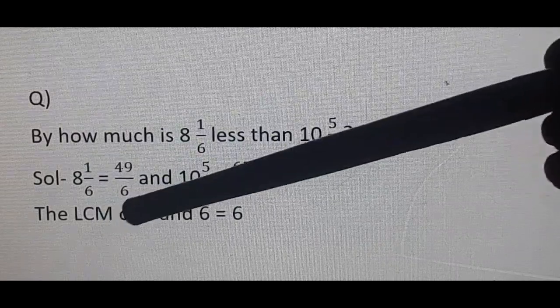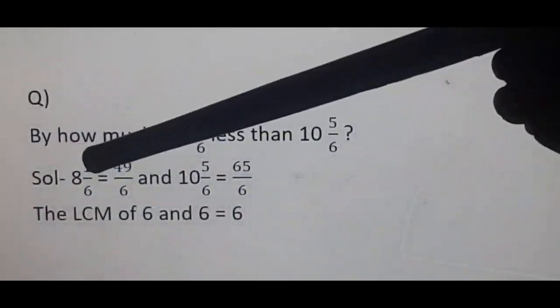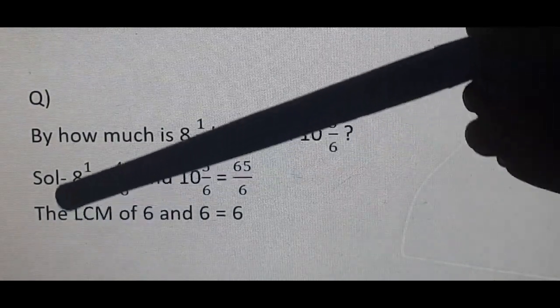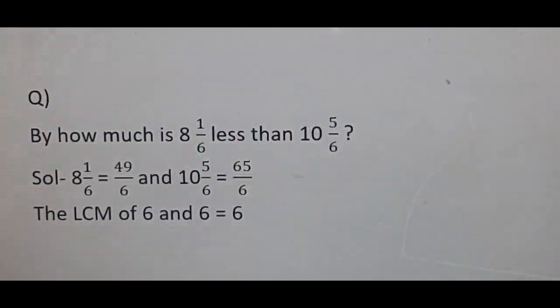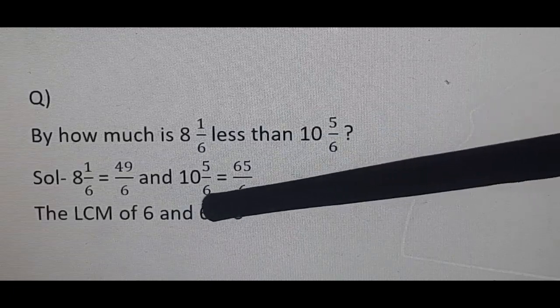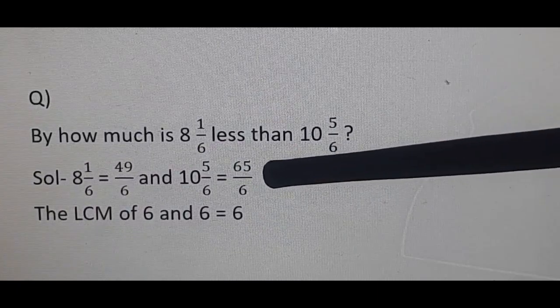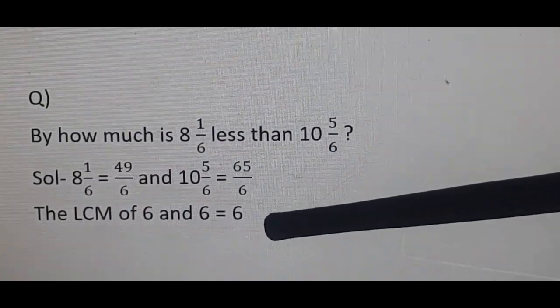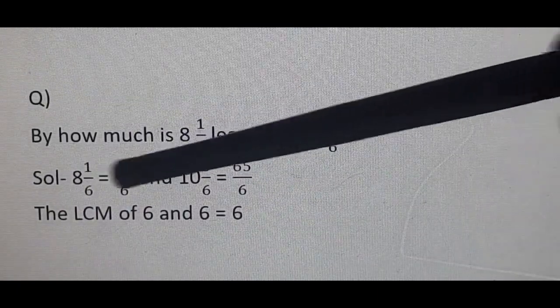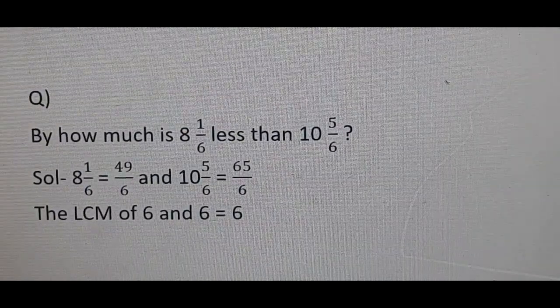First of all, 8 whole 1 upon 6. It means 6 8s are 48. 48 plus 1, 49. 8 whole 1 upon 6 is equal to 49 upon 6. Now 10 whole 5 upon 6. 6 tens are 60. 60 plus 5, 65. It will become 65 upon 6. Now we will find out the LCM of 6 and 6. That is 6 only.